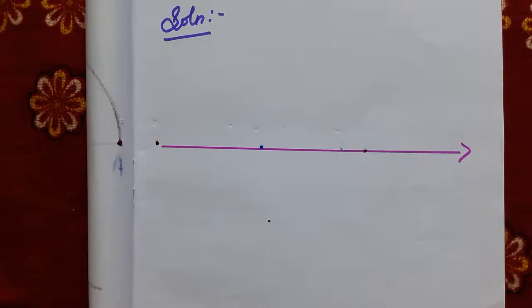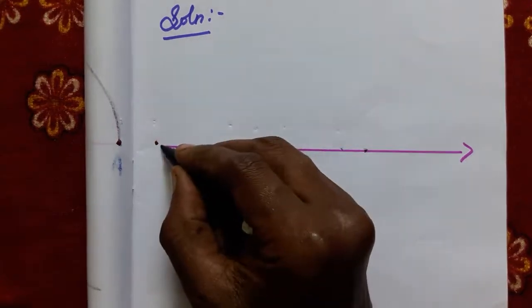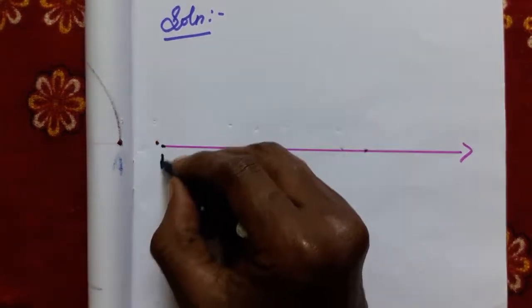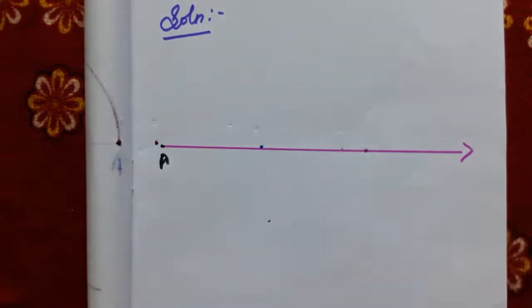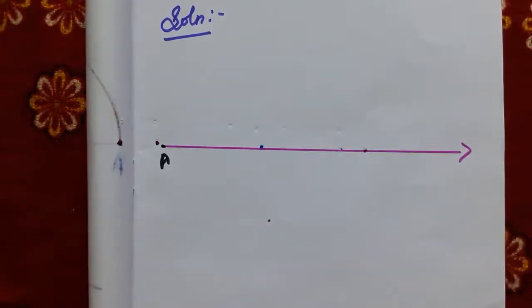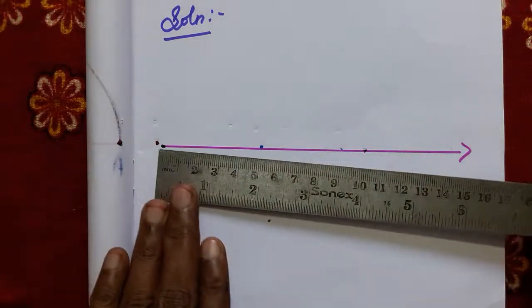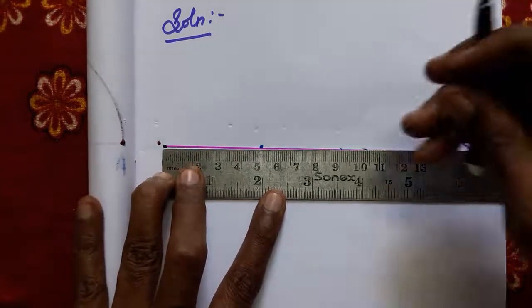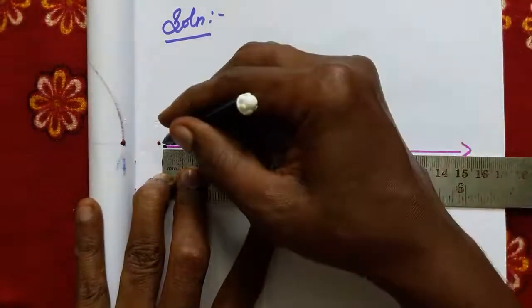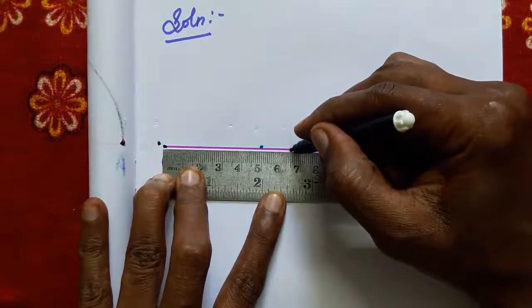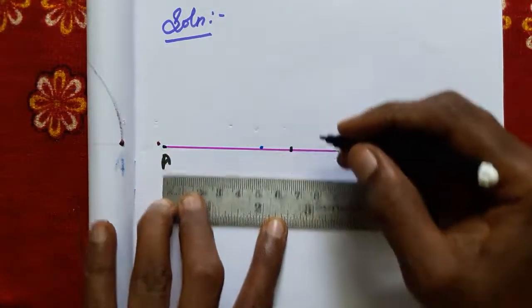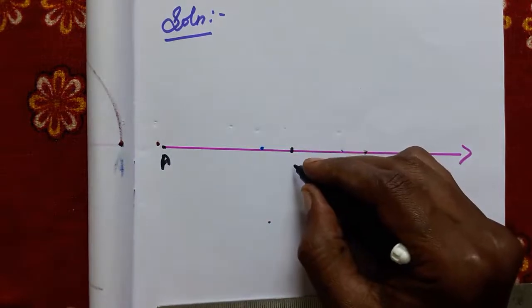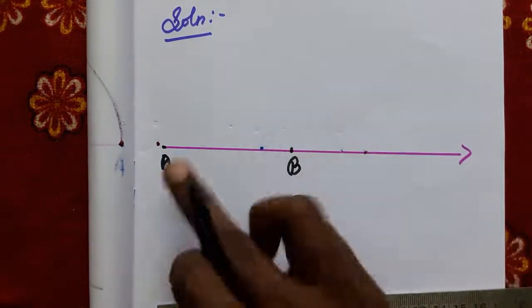Next, starting point. We have to mark A. Mark a point A on it. Next, we have to measure 6.5 centimeter. Mark a point B.